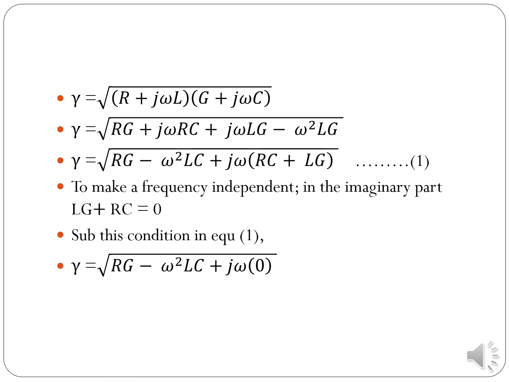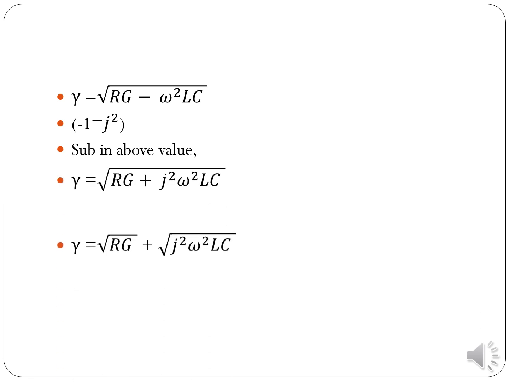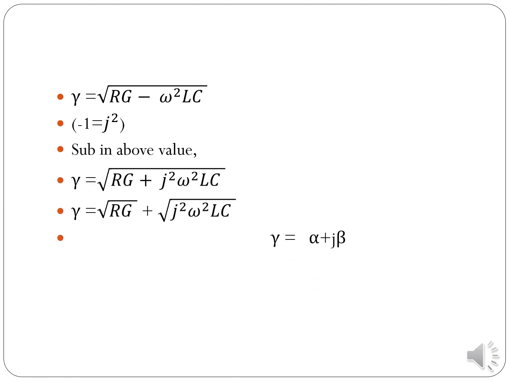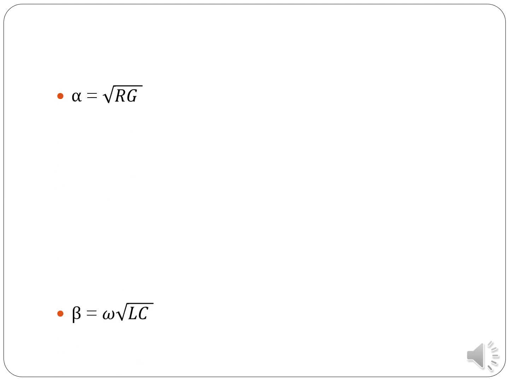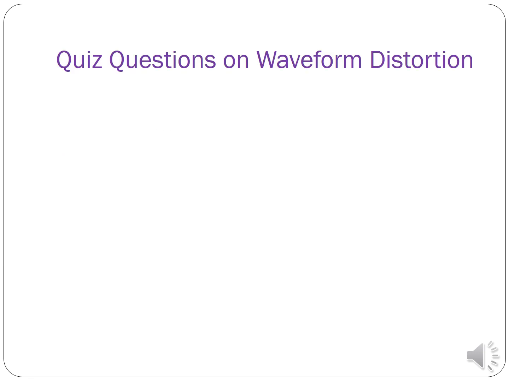So, when you apply the condition, finally you will get alpha equal to square root of RG, and beta equal to omega square root of LC. If you substitute both values, we know that gamma equals alpha plus j beta. So, alpha is equal to root RG and beta equal to omega root LC. Here the phase velocity Vp is equal to omega by beta, so omega by omega root LC. So, Vp is equal to 1 by root LC.